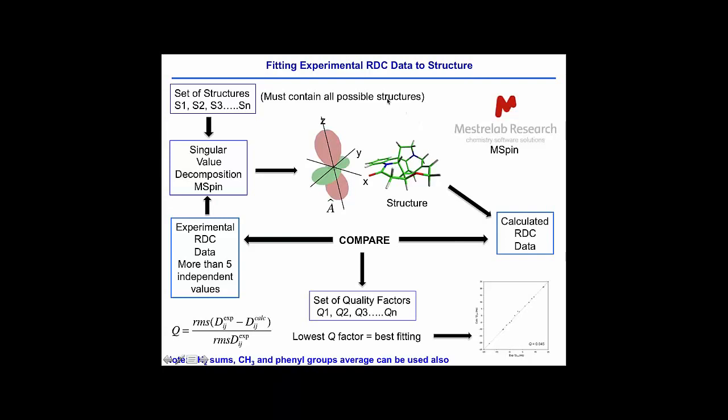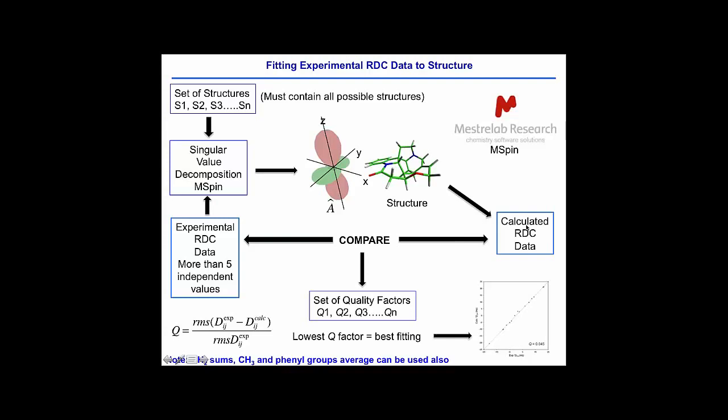So you have to generate all your possible structures, and then you have to measure more than 5 RDCs. Then the software, by singular value decomposition, will fit your set of RDCs to each structure in your set. But you have to make sure that you have all of the structures in your set, so that your configurational space is complete. Once you do that, the software will calculate an alignment tensor. It will get the best alignment tensor, and then it will back calculate the RDCs.